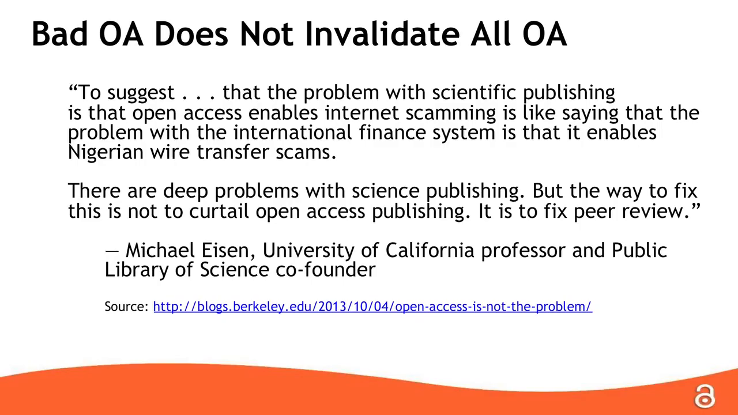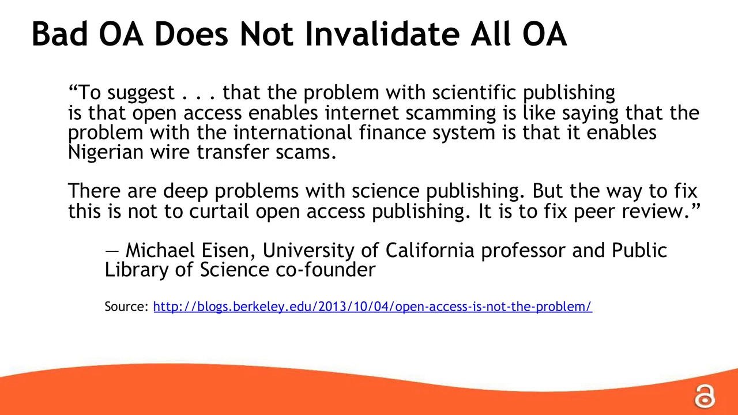There's been some criticism that OASPA is not stringent enough in their requirements, but be that as it may, we should all be really glad that there is an organization endeavoring to separate the predatory publishers from the honest open access publishers. I just want to say it again, bad open access does not invalidate all open access. It does not mean that there's a problem with the open access journal model. As Michael Eisen, a Berkeley professor and Public Library of Science co-founder, says, to suggest that the problem with scientific publishing is that open access enables internet scamming is like saying that the problem with the international finance system is that it enables Nigerian wire transfer scams.